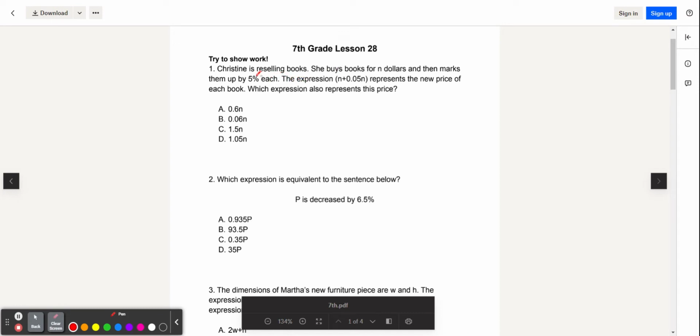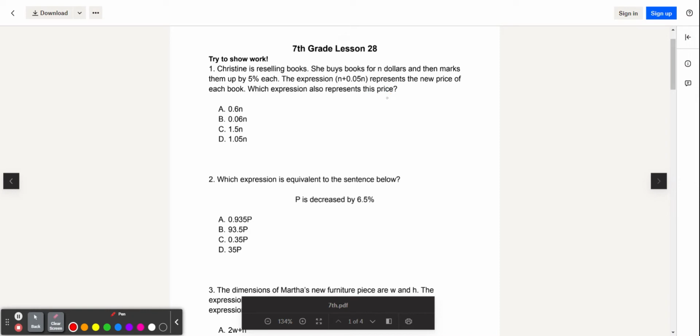So in our first word problem, Christine is reselling books. She buys books for $N and then marks them up, which refers to marking up the price, by 5% each. The expression N plus 0.05N represents the new price of each book. Which expression also represents this price?